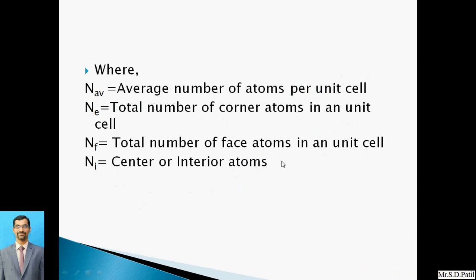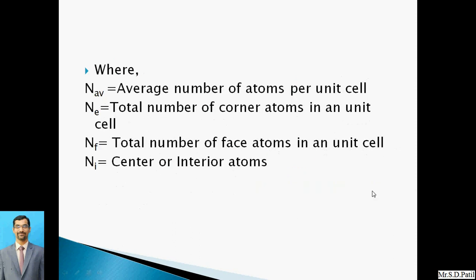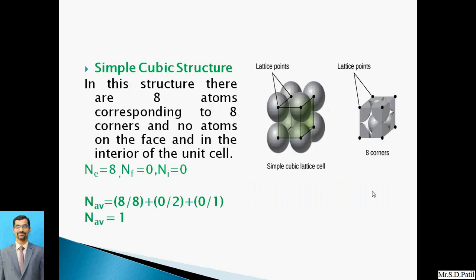Then N_i is the center or interior atoms. It is shared by only one cell, so the term 1 comes here. This is the general formulation to calculate the average number of atoms per unit cell for any cubic structure. First of all, we will go with the simple cubic structure. These are the atoms, here you can see.